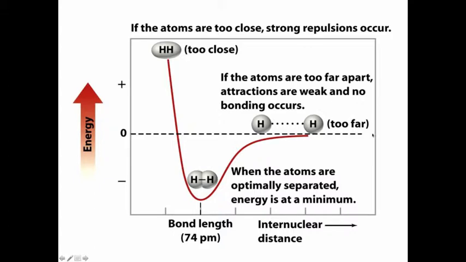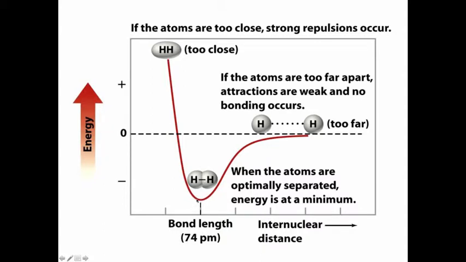There's no bonding. But if these two hydrogen atoms are moved closer and closer together, so the distance between the two nuclei gets less and less, eventually the electrons in one atom are attracted by the nucleus in the other, and vice versa, and the energy goes down somewhat. And the energy keeps going down until it eventually reaches a minimum, and this minimum is the bond length.